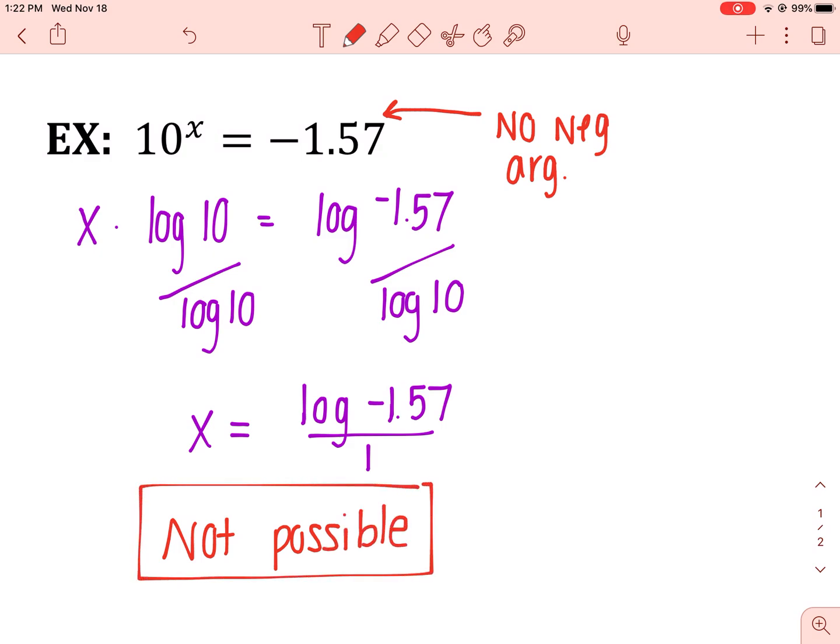And you can also think about it. If I have a positive number 10 raised to x, there is no way I'm going to get a negative. You could get a fraction. You could get really, really close to 0, but you'll never be negative. So both ways, however you want to look at it, your calculator will help you out as well.